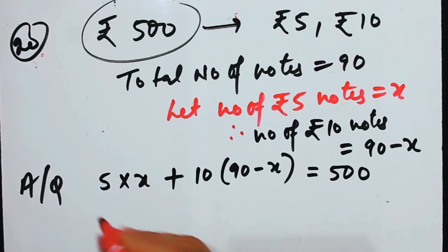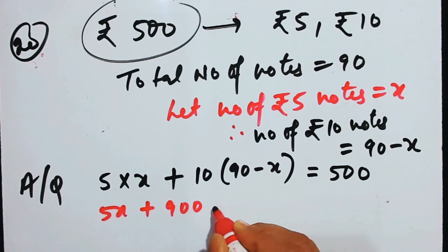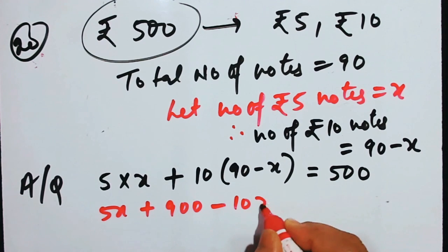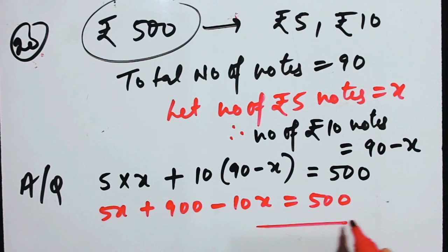Therefore now it's up to you to solve it. 5x plus 900 minus 10x is equal to 500, and the remaining will be done by you to find out the value of x yourself. Clear?